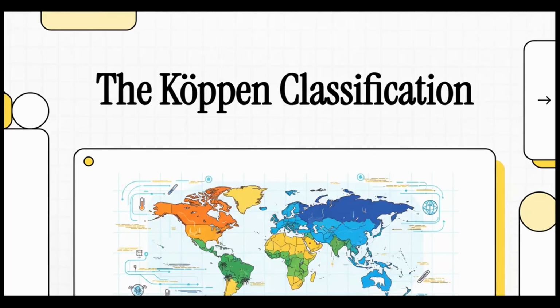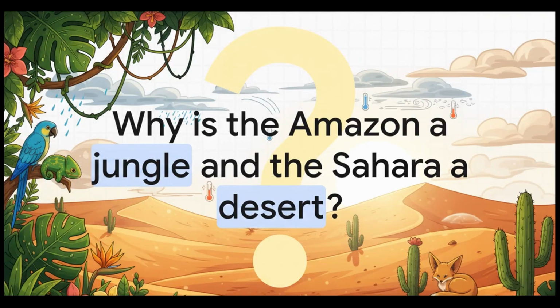Welcome to The Explainer. Today, we're going to crack the code, the one scientists use to classify every single climate on Earth. We're talking everything from the hottest desert all the way to the frozen poles. I mean, think about it. Why is the Amazon this lush green jungle while the Sahara is a huge barren desert? It all boils down to climate, right?